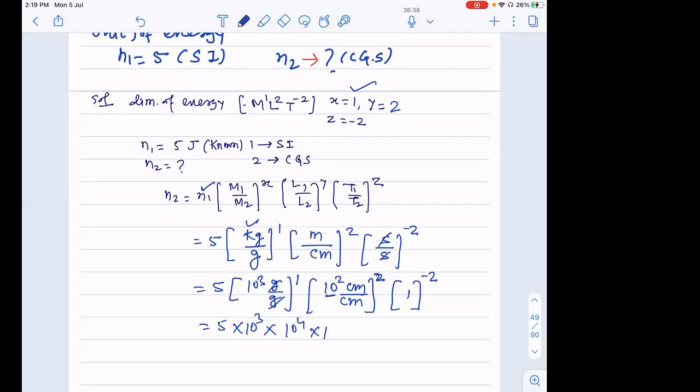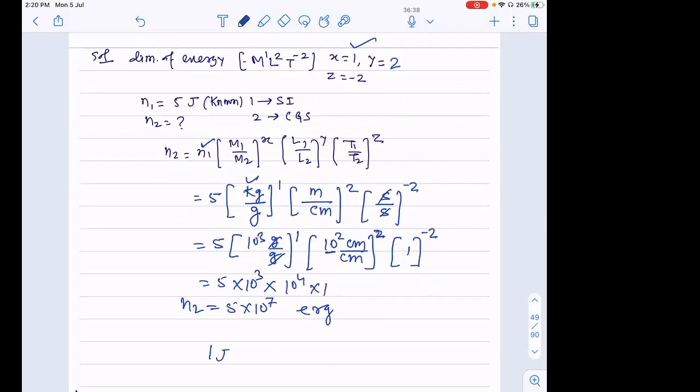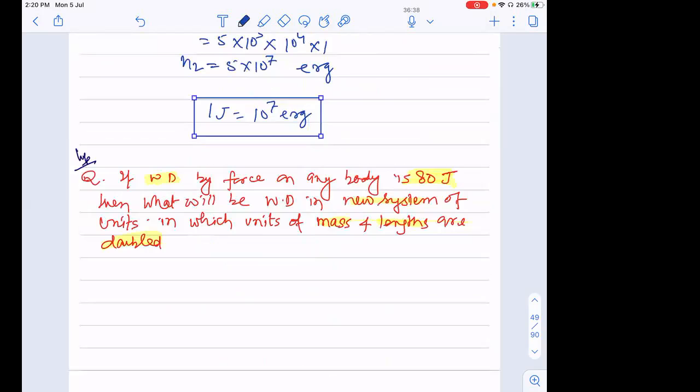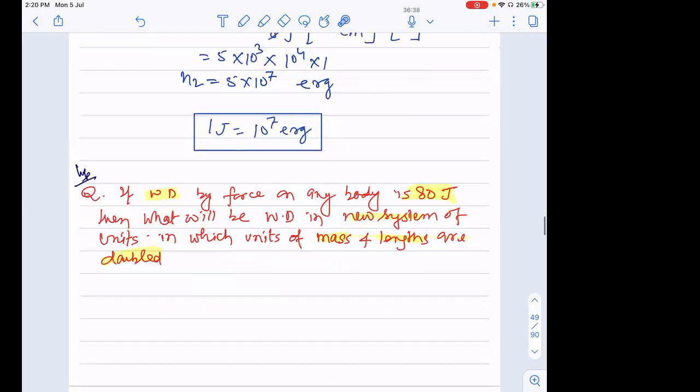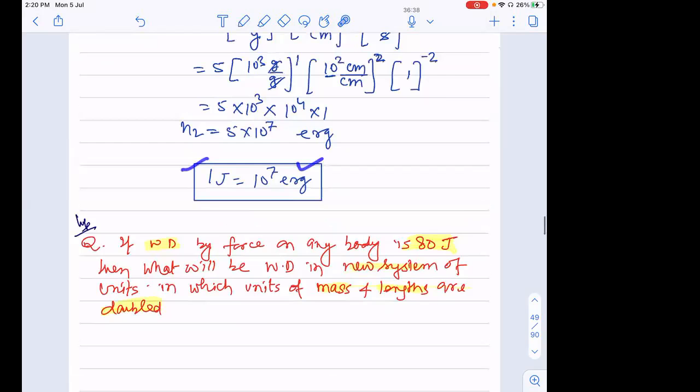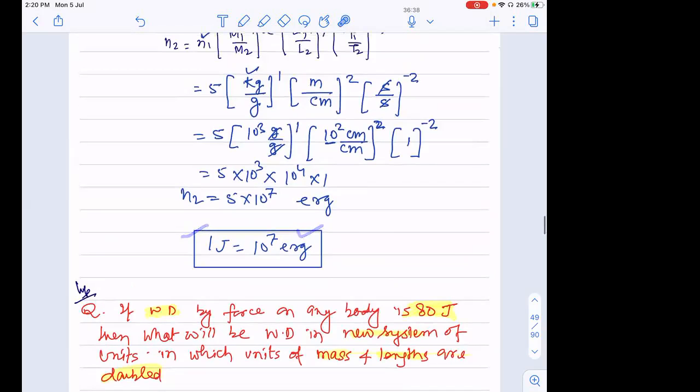So this comes to be how much? 5 into 10 to the power 7 erg in CGS. So 5 joule is nothing but 5 into 10 to the power 7 erg. What is the conclusion? 1 joule will be 10 to the power 7 erg. This gives you the conversion relation. Sometimes if it is in ergs, you have to convert it into joule, so you can convert from here. Or joule is to be converted into erg.